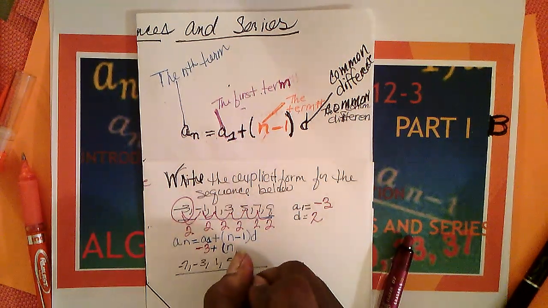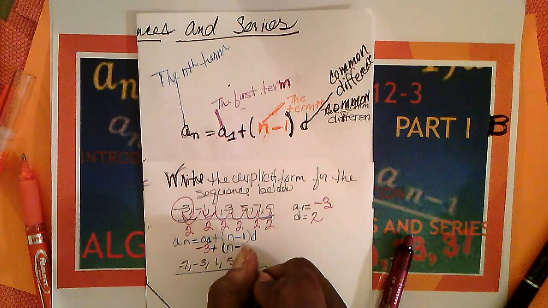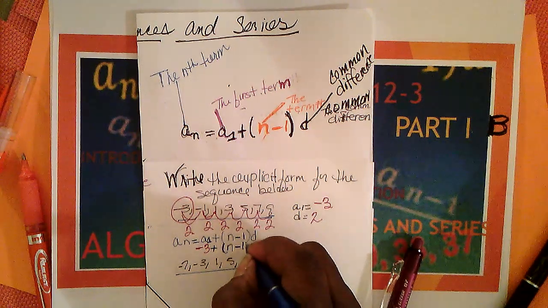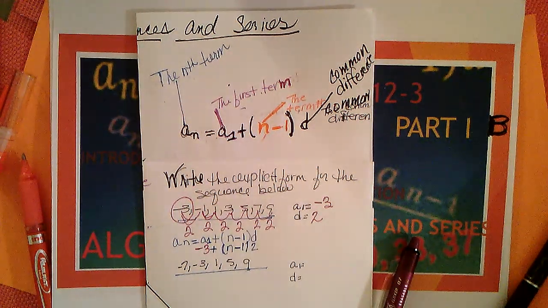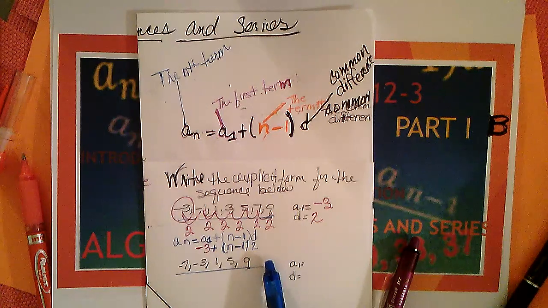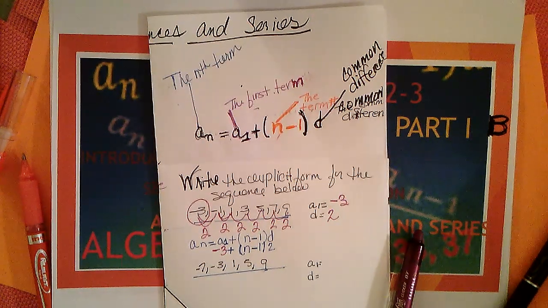And then it says -1. And our d is 2. So we're going to plug that in. So we plugged in our distance. We plugged in our 2. So we have our a_1 and then we have our 2. All right. So that's all it's asking us to do right there.